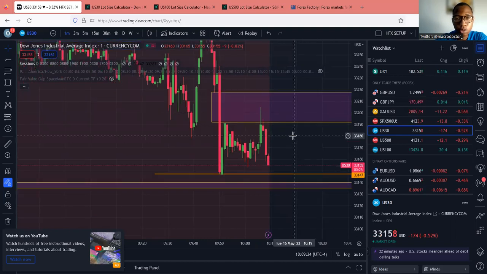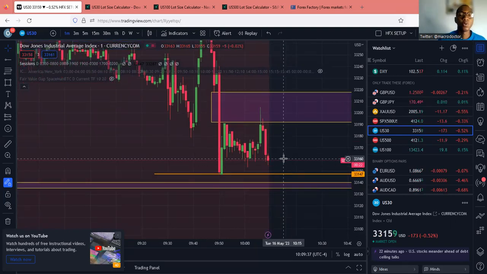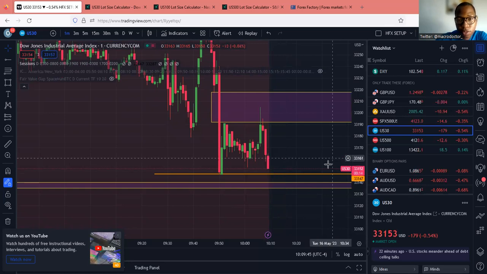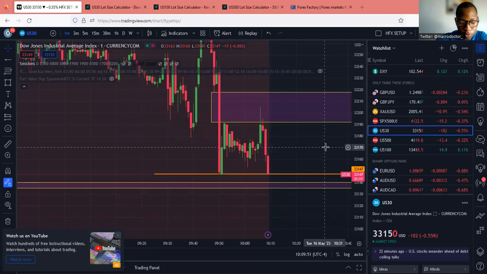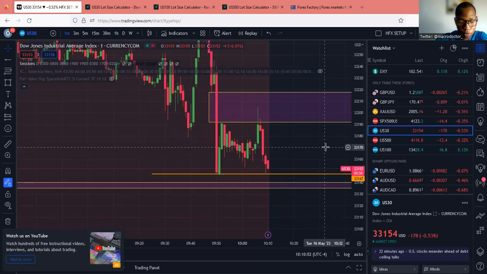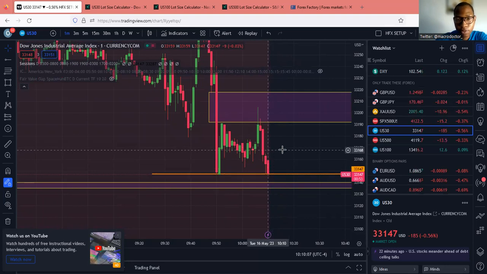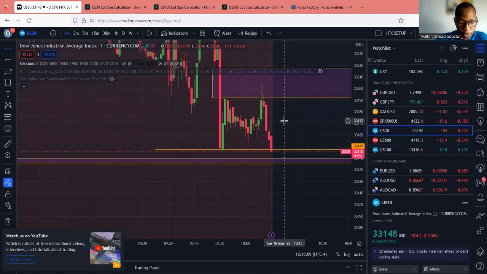Okay, it's looking so good. Let's go, let's go. For this to be perfect, I need this thing to take it. Yeah, so you can enter off this fair value gap right now. This fair value gap, you can enter off of it.